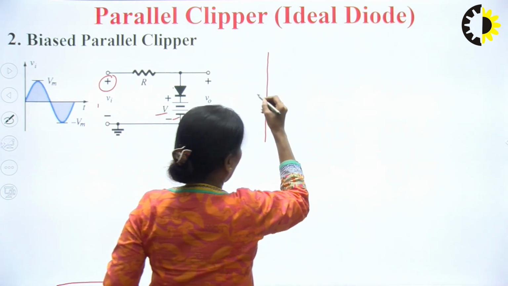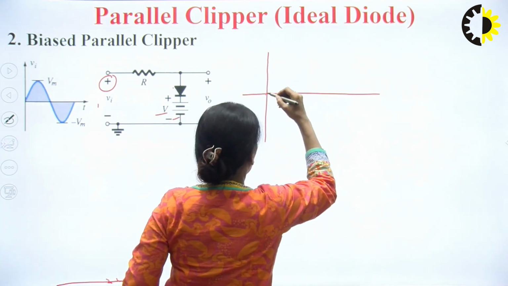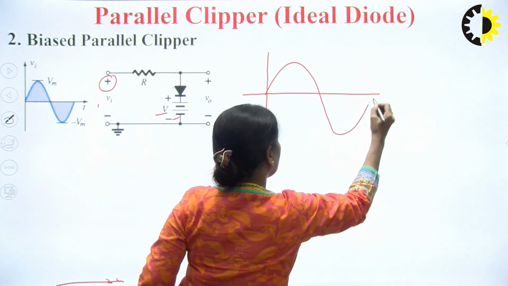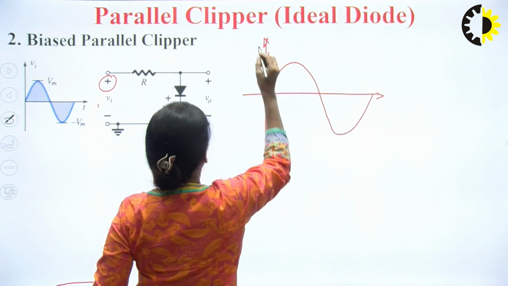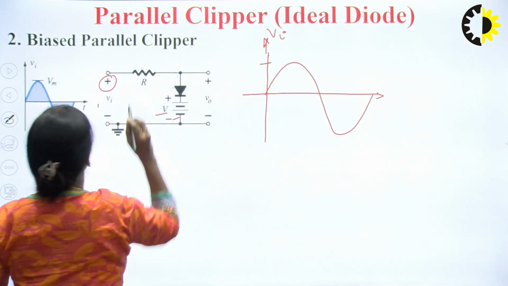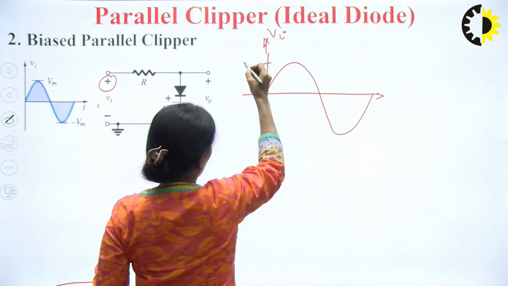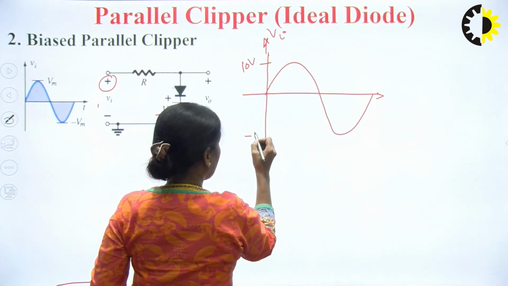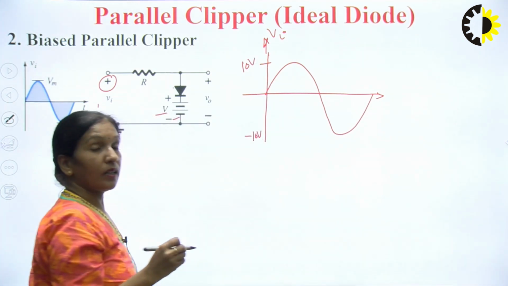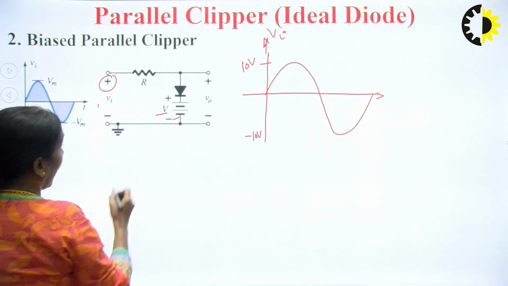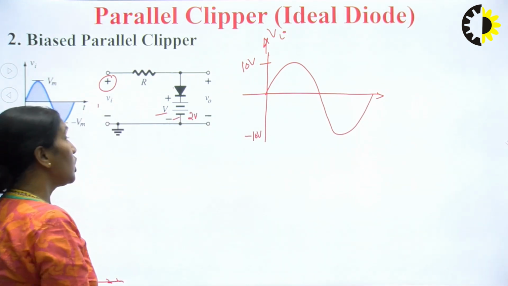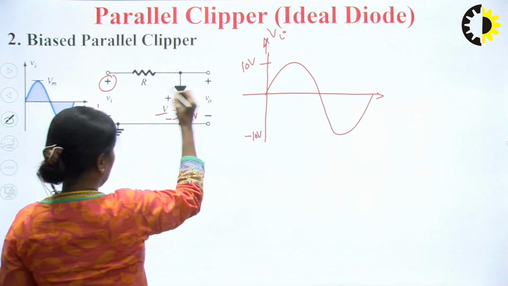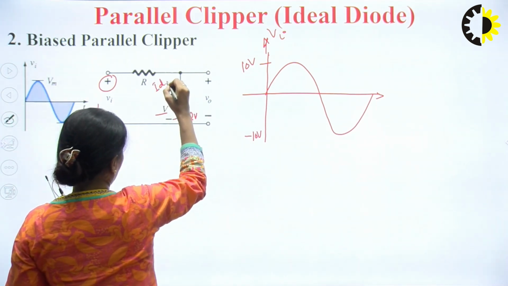So let me draw the input waveform first. This is my input signal. Let's say this is Vi. Let me take this value as 10 volt. This is minus 10 volt, to understand the problem in a better way. And let me take this battery voltage as 2 volts. Fine, and my diode is an ideal diode.